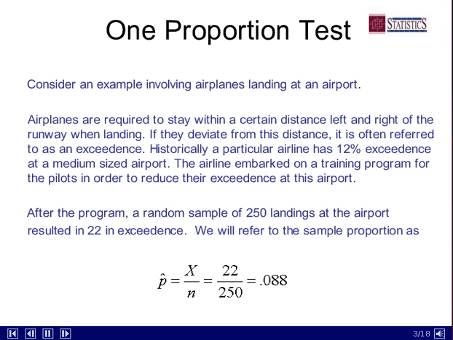where n is the number of opportunities, in this case 250 of the landings, and X refers to the event that happens, allowing you to define X as either a defect, which in our case is an exceedance, they're outside of the range, or a non-defect, meaning that they stay within their zone and do not perform an exceedance. So we're going to define X in terms of exceedance in this case, because that's what our original 12% was in. So notice 22 divided by 250 results in a proportion of about 8.8%.